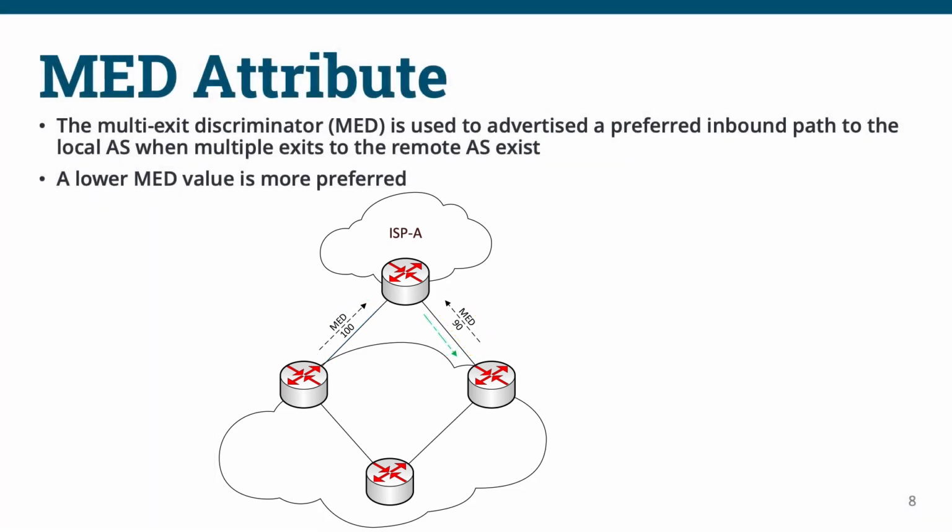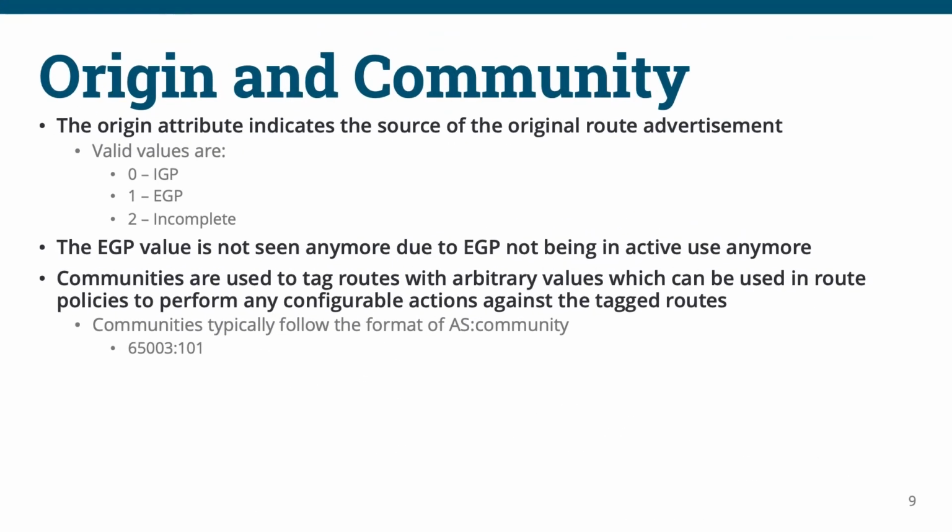Finally, before we cover the best path selection algorithm for BGP, let's review origin and community attributes a bit more. The origin code simply indicates how the route in the route advertisement was learned. If it was learned from an IGP, then it will have a value of 0. If it was learned from EGP, then it will have a value of 1. If it's anything else, it will have a value of 2. The EGP value isn't really seen anymore.